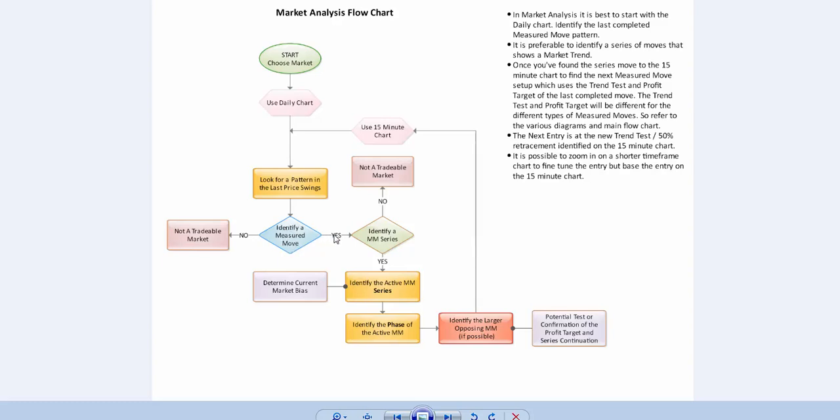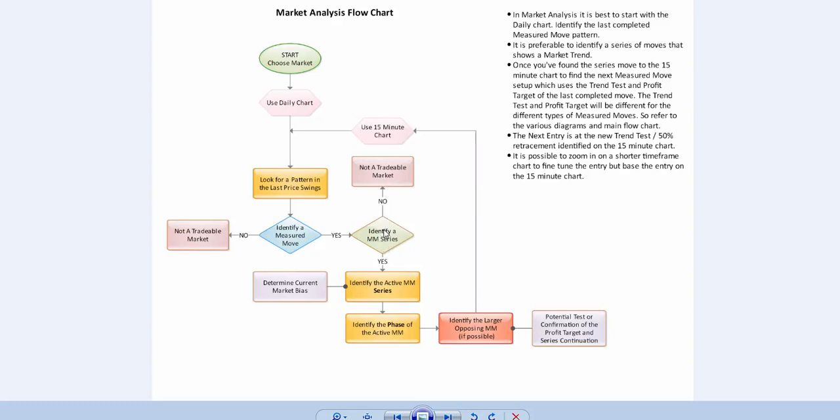But once you've identified that daily measured move, you identify a series of measured move entries. If there is not a series of smaller setups as you go down into the hour and 15-minute charts, it's not a tradable market. Unfortunately, some markets are very technical on daily charts, but as soon as you drop down to, say, a 15-minute trend, there are no measured moves inside of it. If you can't identify a trend inside of that smaller time frame, it would be better to move on to a market that is technical.